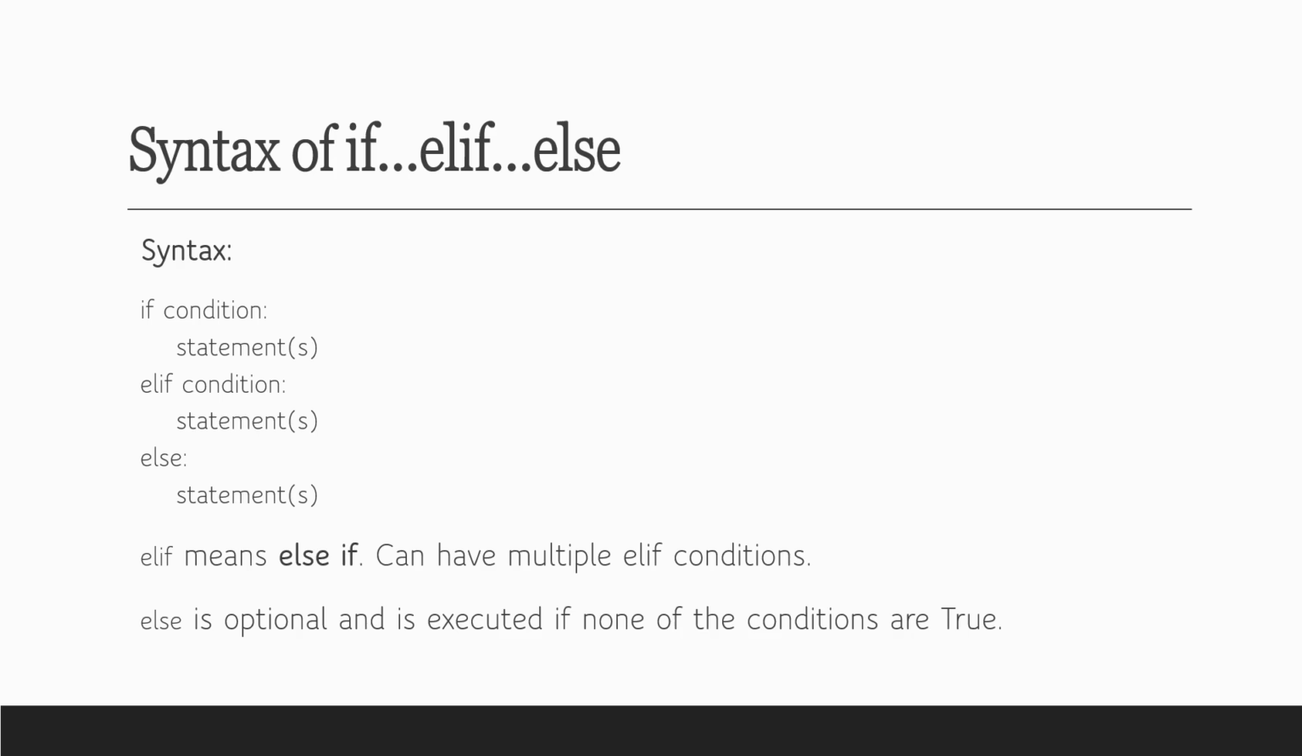Finally, we can write else. The else block is optional. It is executed only when none of the above conditions are true. This structure helps us handle multiple decisions in a clear and organized way.